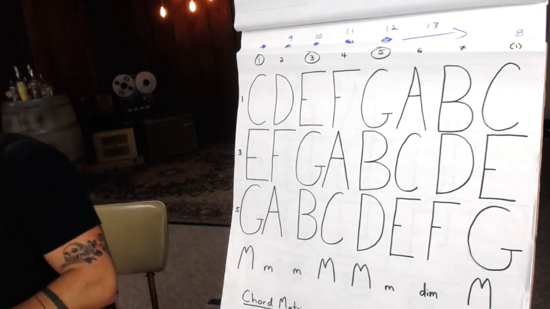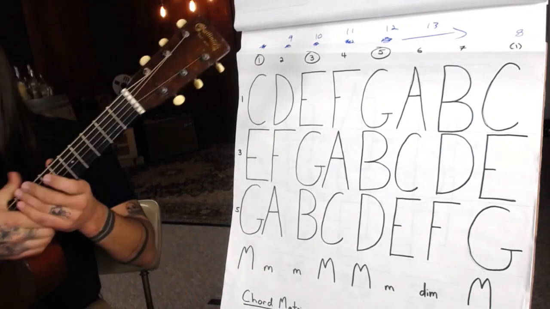Let me grab my guitar and show you. So if I'm playing in the key of C, I will play C, F, and G, the 1, the 4, and the 5.